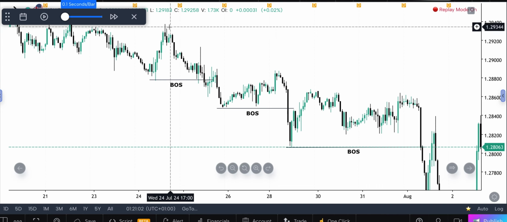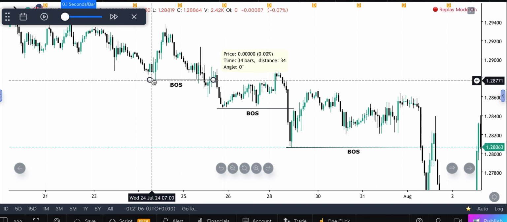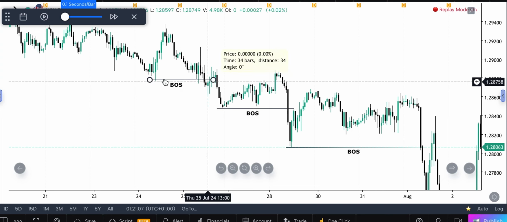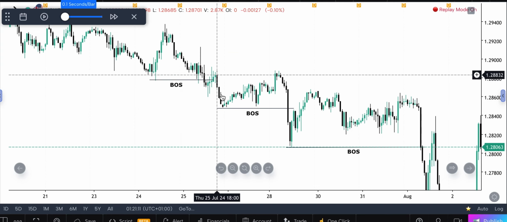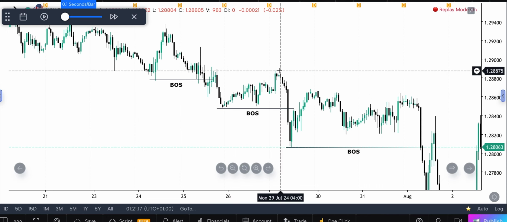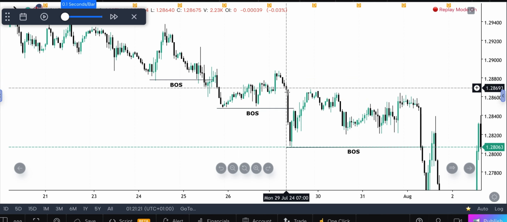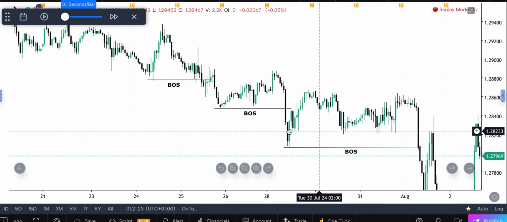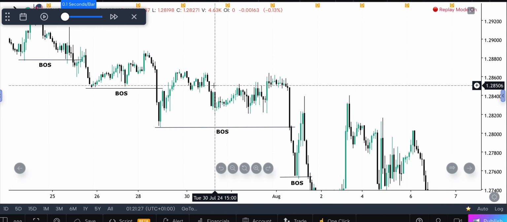See, price went up and created a lower high. Price retraced back and violated this previous lower low. So this is a break of structure. Price has violated this structure here. So price has broken structure. Price retraced back to a lower high, retraced back and violated this lower low here. So as long as price keeps breaking structure to the downside, we are actually in a downtrend.